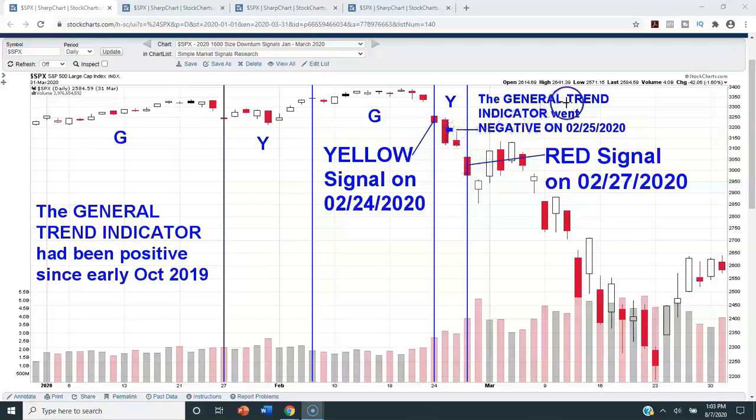And by the way, this general trend indicator is a positive negative signal, and it operates totally independently of the risk signals. It's just trend. So the general trend indicator gives you still another way to monitor and control risk in your portfolio. And guys, that general trend indicator had been positive since October and then went negative. And we can see here that the market fell from there.